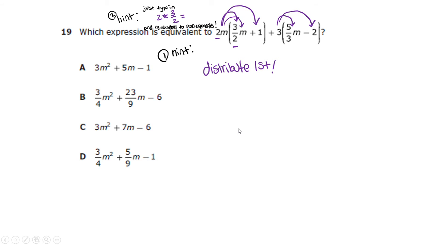Alright, after you do all of that, you need to combine like terms, because there will be some like terms in this. But be careful, they're not all like terms. So hopefully you can get this answer.